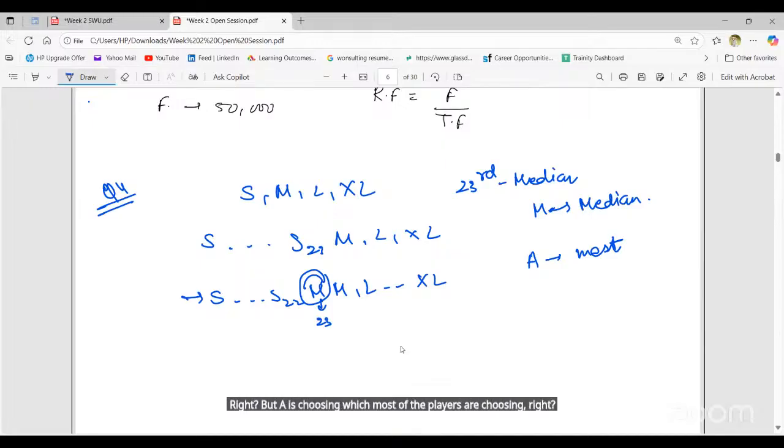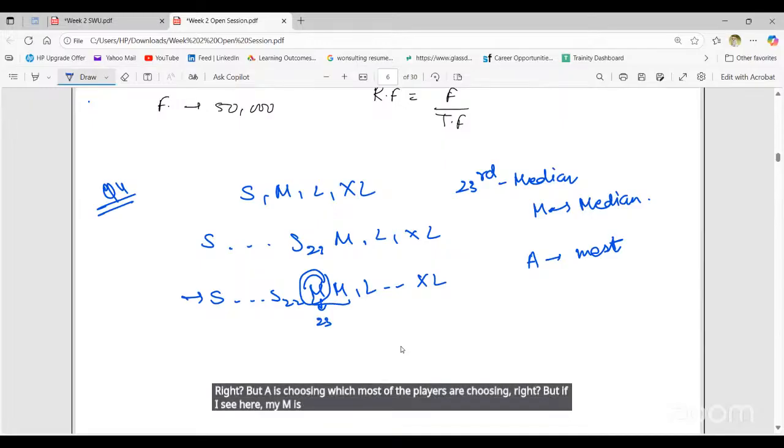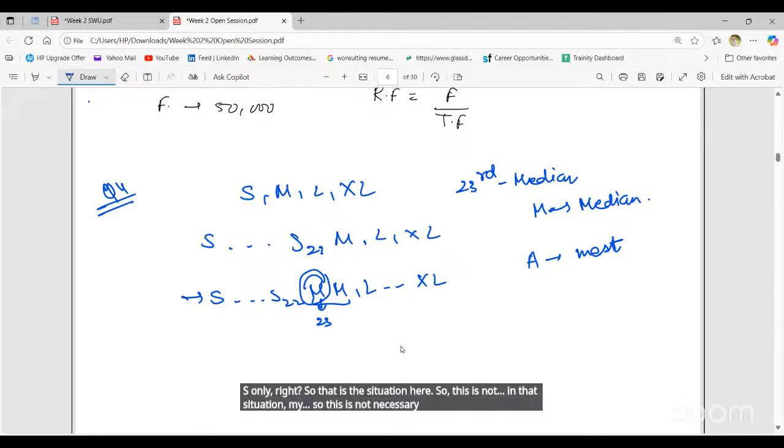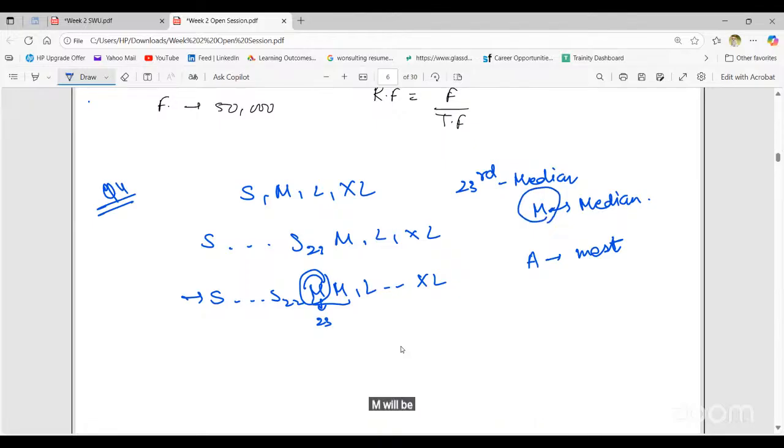But if I see here, my M is only coming 2 times, right? So he can't choose the M. He has to choose from S only, right? So that is the situation here. So it is not necessary that if my M is a median, M will be chosen by A. Got the point?